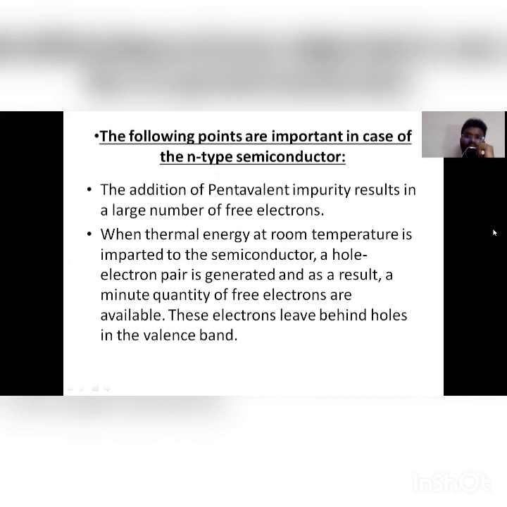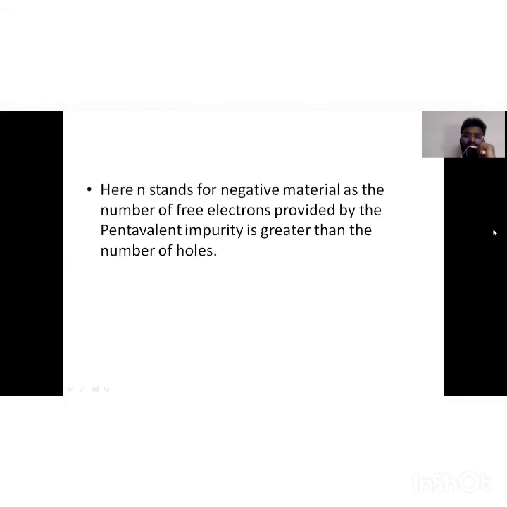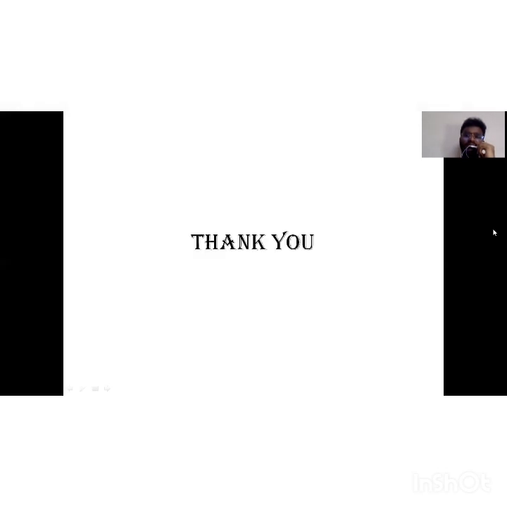The following points are important in the case of an n-type semiconductor. The addition of pentavalent impurities results in a large number of free electrons. When thermal energy at room temperature is imparted to the semiconductor, electron-hole pairs are generated, and as a result, a minute quantity of free electrons is available. These electrons leave behind holes in the valence band. Here N stands for negative material, as the number of free electrons provided by the pentavalent impurity is greater than the number of holes.